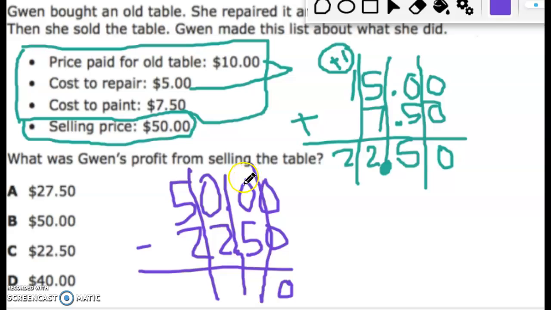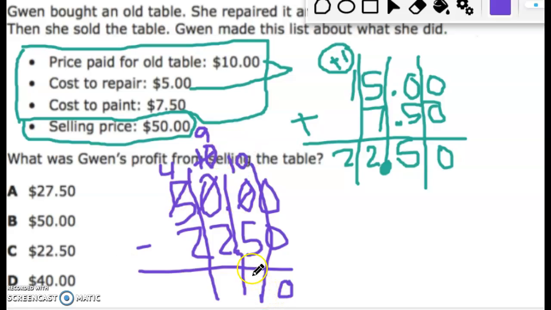So now we have to regroup. Uh-oh. We don't have any ones to regroup. So now we have to go to the tens place. So we're going to take a 10 away, which is going to leave us with 4, and we're going to add it to the ones place. 1 ten is the same as 10 ones. So now we have 10 ones. So now let's go back to the tenths place. Now we can regroup. We have 9 ones and 10 tenths.